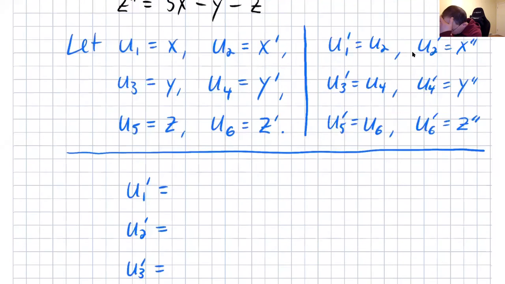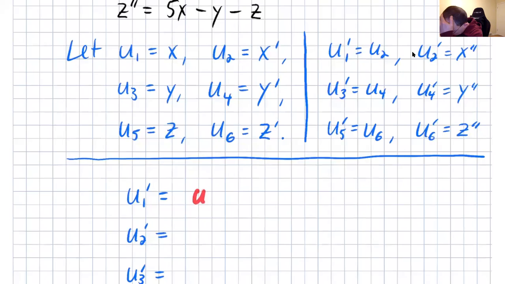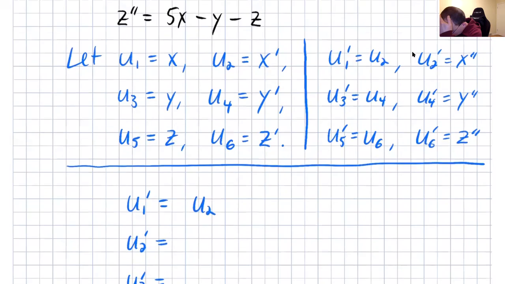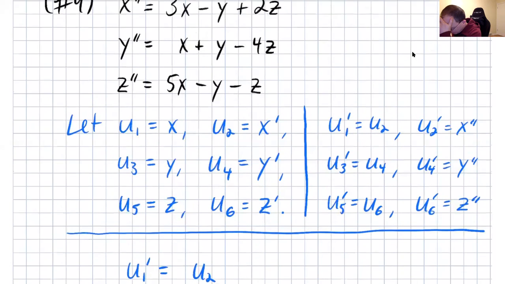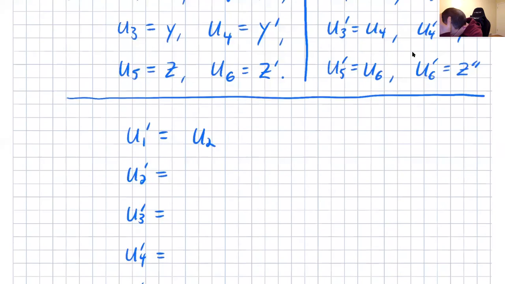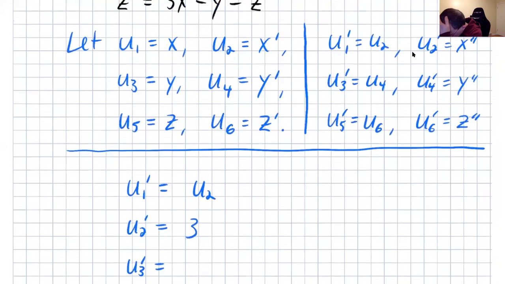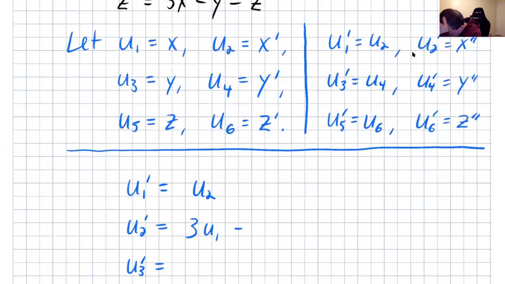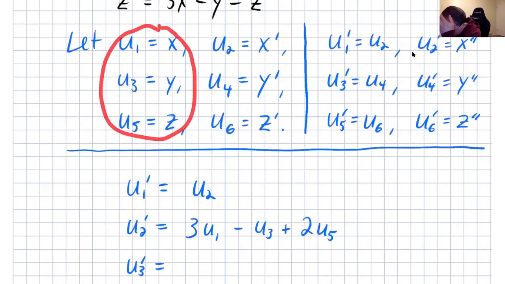Okay, so u1 prime, that is equal to u2. u2 prime, now that is x double prime, so we'll use that first equation. 3x minus y plus 2z. Okay, so I got those from here. So 3x minus y plus 2z.